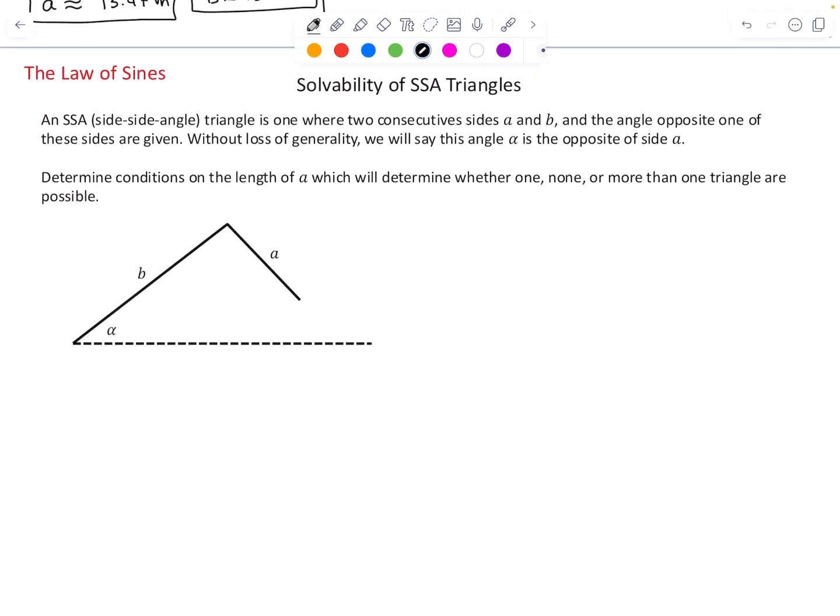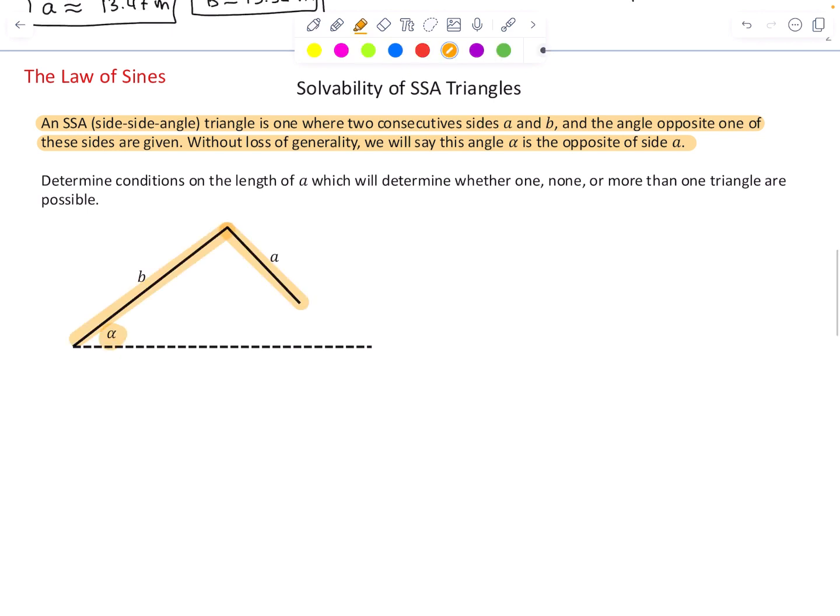This page explores the solvability of SSA triangles. Now, an SSA, or side-side angle triangle, is one where two consecutive sides, A and B, and the angle opposite one of those sides are given. Without loss of generality, we can say that the angle that is given is the one that's opposite A, which we're calling angle alpha. So in such a triangle, we know one side, another side, and we know an angle that's opposite one of the given sides.